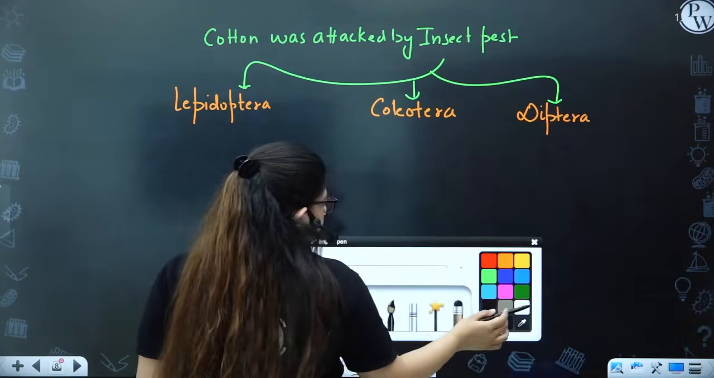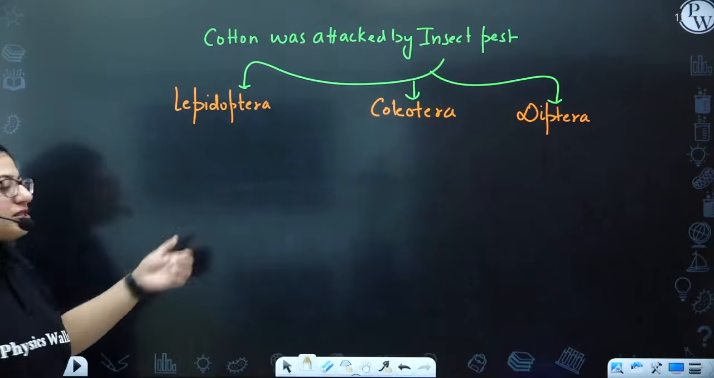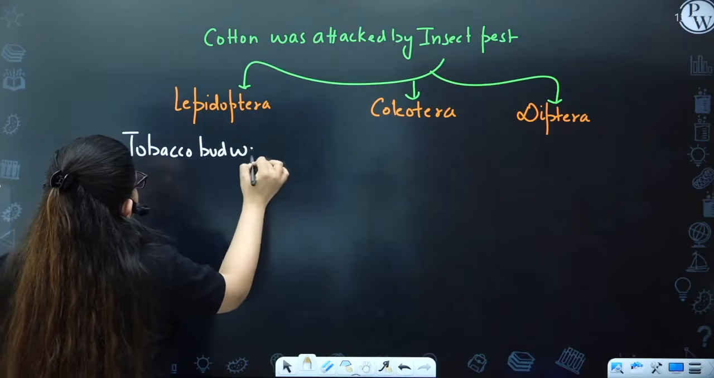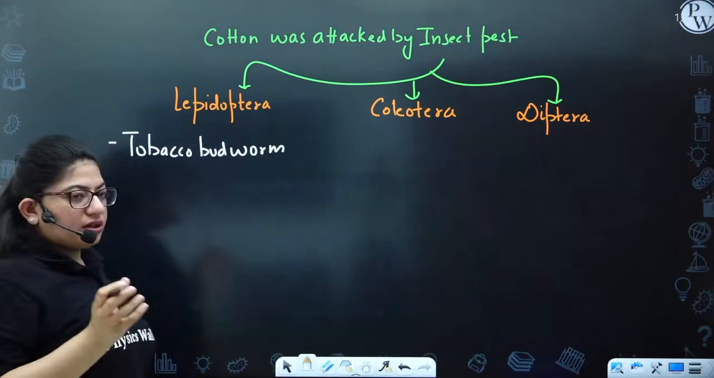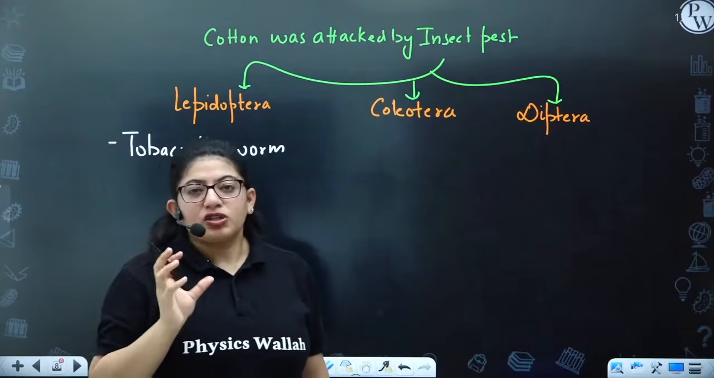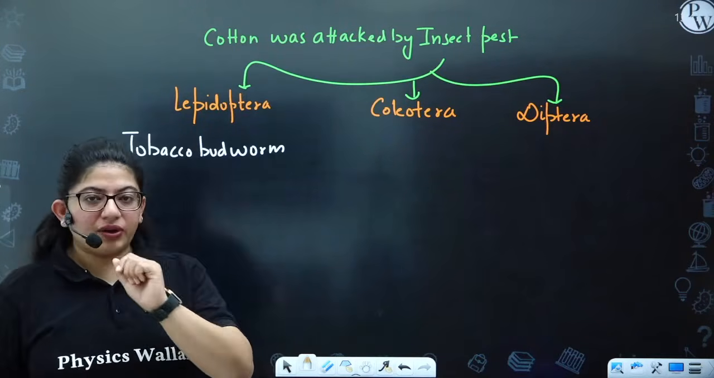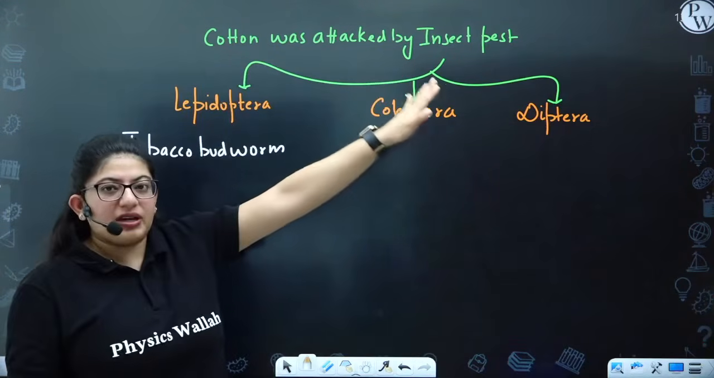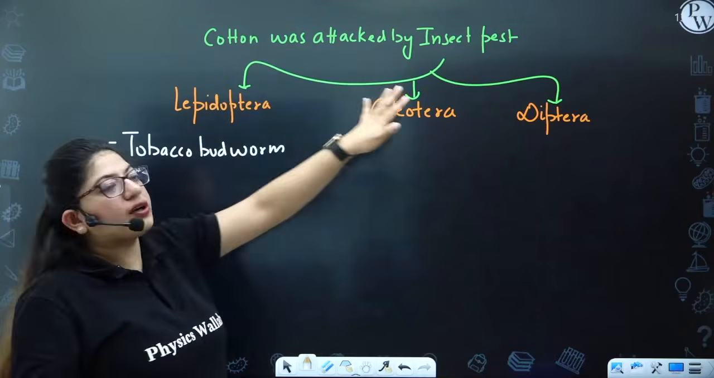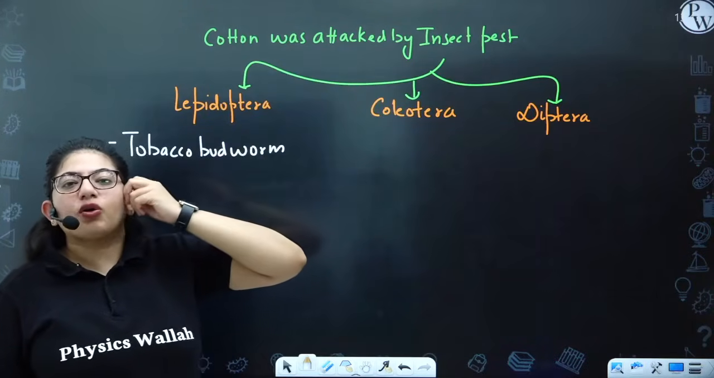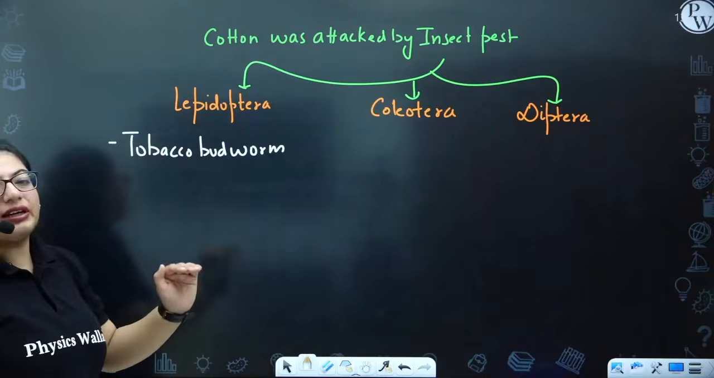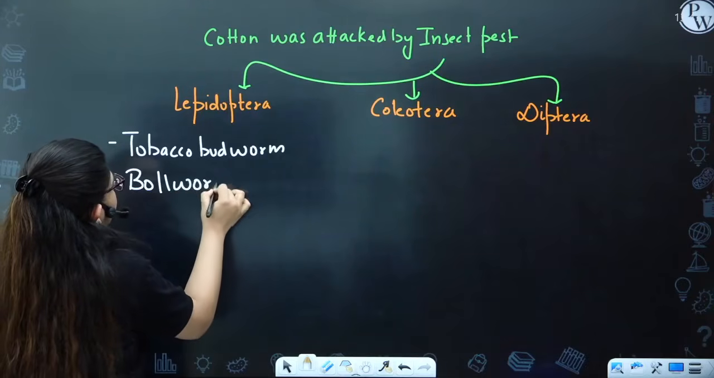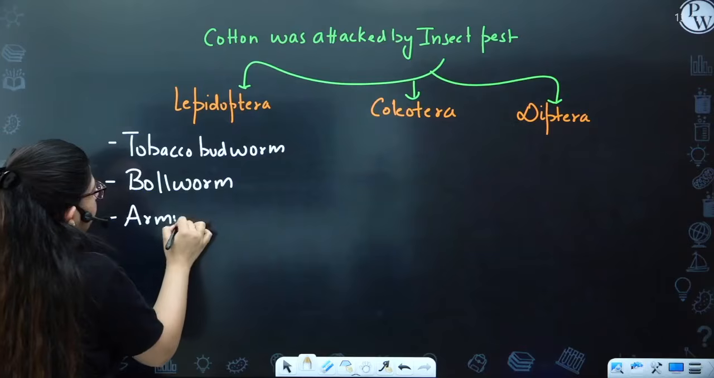So Lepidoptera contains the tobacco budworm, which is a Lepidopteran. Lepidoptera is the order of butterflies and moths. Worm means it's the larva, so its larva kills the tobacco plant. Cotton was attacked by insect pests, and out of these three orders, the ones which kill your cotton are basically Lepidoptera and Coleoptera. In Lepidoptera there is another worm that kills your cotton. That's the bollworm. And the last is the armyworm.